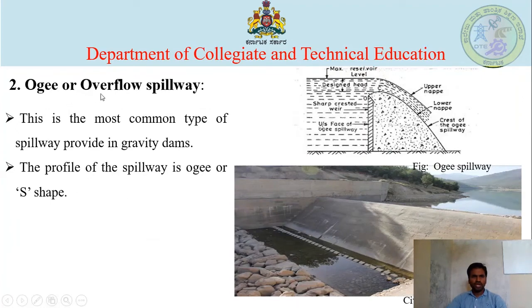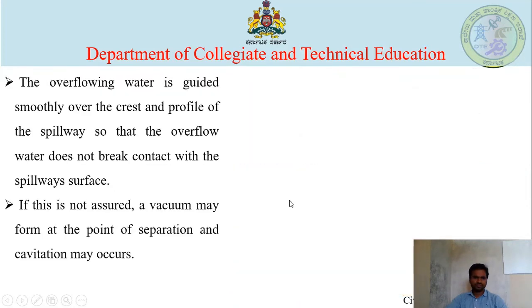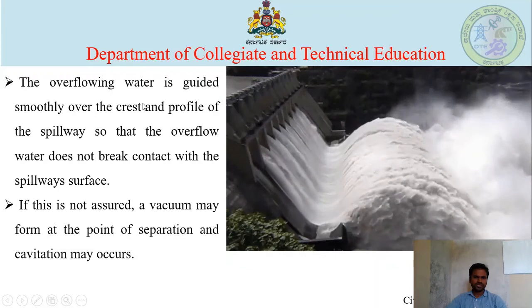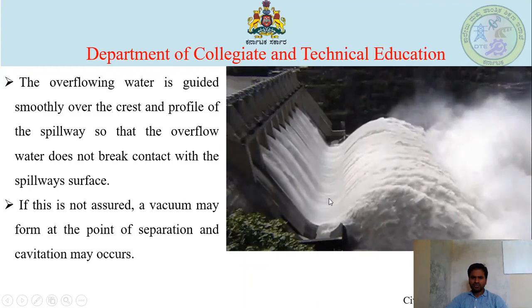Next is the Ogee or overflow spillway. This is the typical representation of the Ogee spillway or overflow spillway. This is the body of the dam. This is the real picture of the Ogee spillway. This is the most common type of spillway provided in gravity dams. The profile of the spillway is Ogee or S shape. See, this is the type of Ogee spillway. The water flows in this shape like an S.